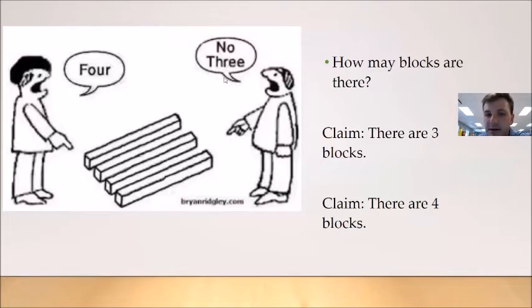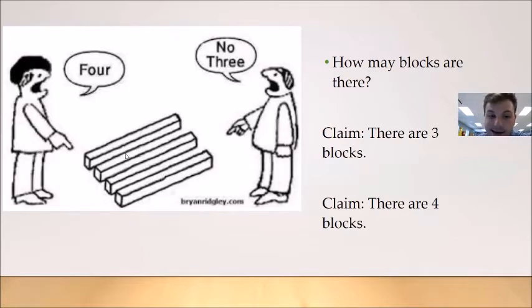The fact of the matter is that these people are making claims. This person with a hat on says 4. The person without a hat on says 3. And if you really want to answer this, I think it really comes down to the definition of a block. Is a block 2D? Is a block 3D? Is a rectangle a block? Is a square a block?